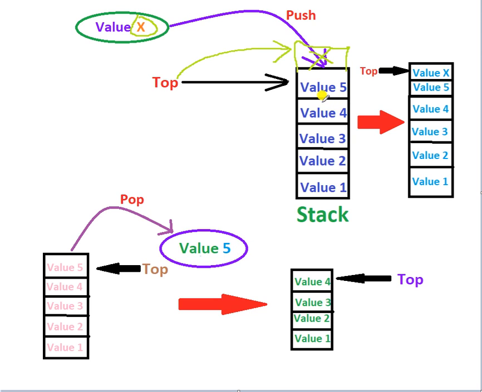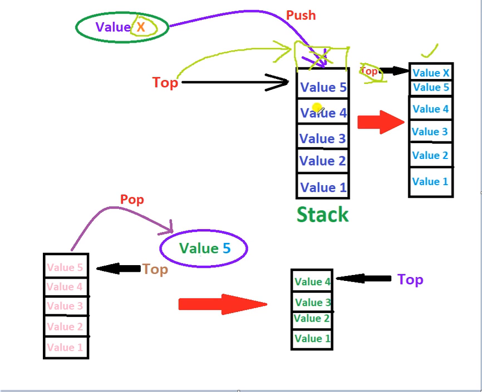So that's the basic push operation of stack. After this push operation, you see this value x is inserted at the top and the new top value changes. So what's the conclusion? In a push operation we just add an element at the top and the value of top changes.